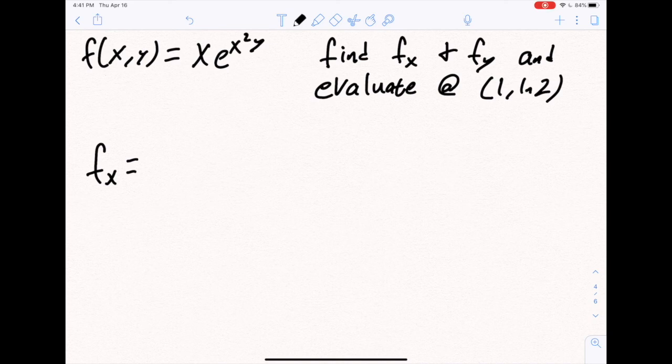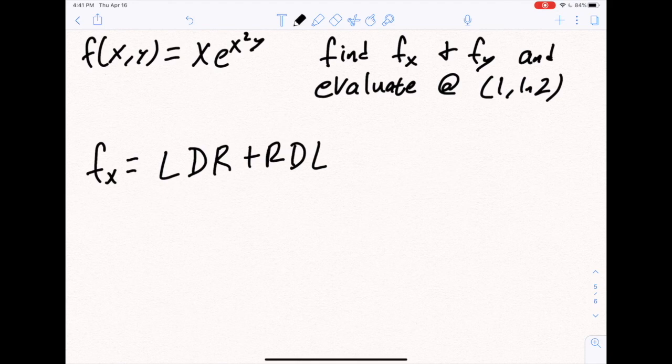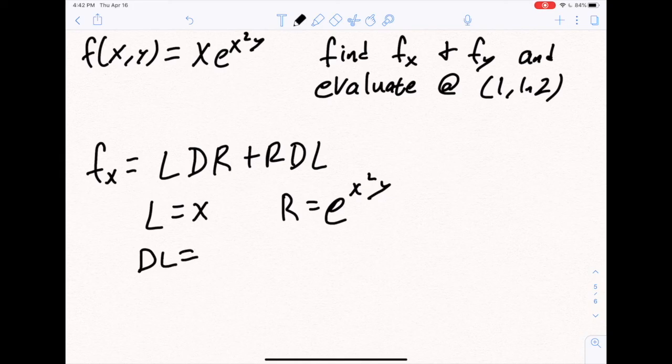So we have a function x times the function e to the x squared y, so we have to use the product rule, which remember is LDR plus RDL. Let's go ahead and write down what all of these are. Our L is just x, and our R is e to the x squared y. The derivative of L, dL, is really easy. It's just 1 because the derivative of x is 1.